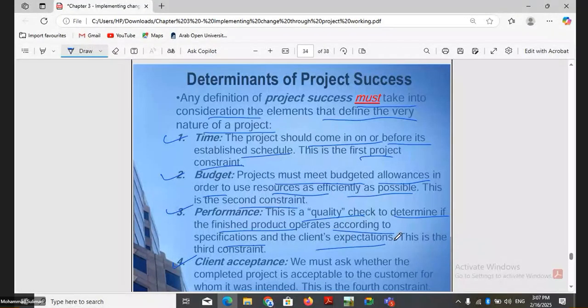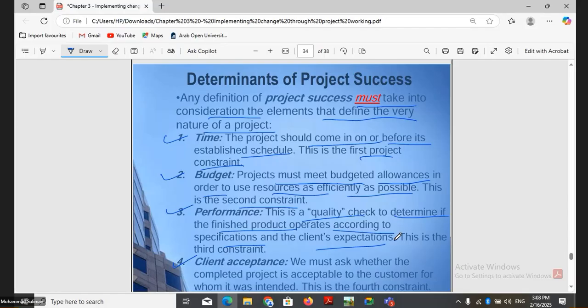So 3 criteria we have seen: the project should be on time, the project should be on budget, and the performance of the project, right? We must achieve all the objectives and functionalities in the project. That is the third. And the last thing is client acceptance. That is, the project is acceptable to the customer to whom we develop this project, right? If the customer says, no, I don't want the project, then what will you do with that project? It is the customer's, right? So client acceptance is very important, and this is the fourth constraint.